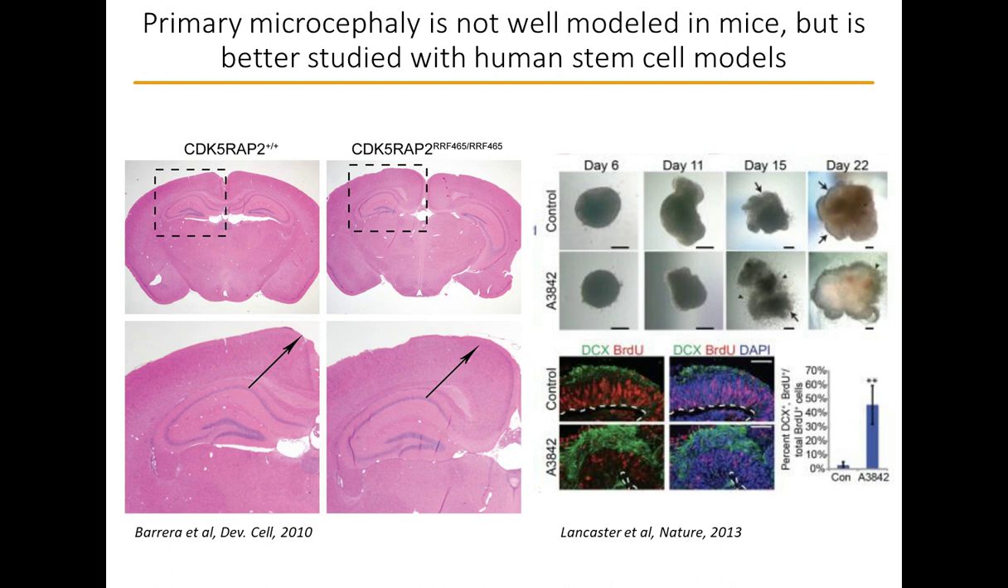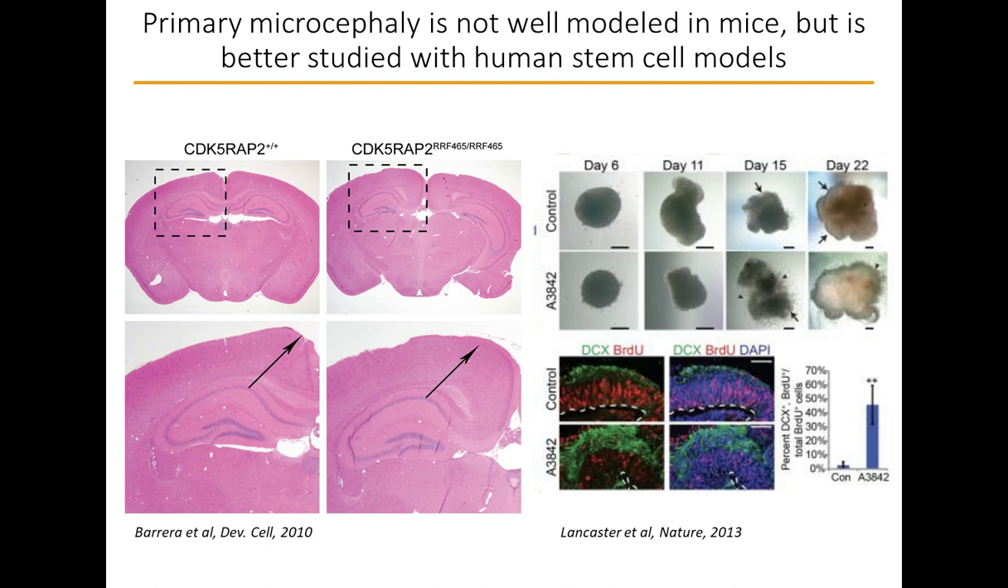Here I'm showing an image of a coronal adult mouse brain section. The mouse on the left is wild type, and the mouse on the right has a homozygous mutation in CDK5RAP2, which is a known causative gene for primary microcephaly. The bottom panels are a zoomed-in image showing very little phenotypic difference between mice with and without this human disease-causing gene mutation.